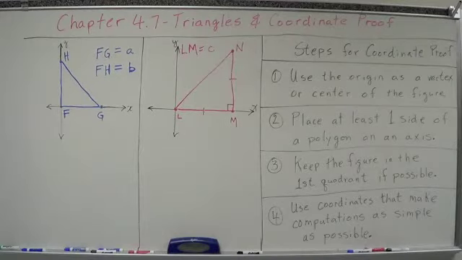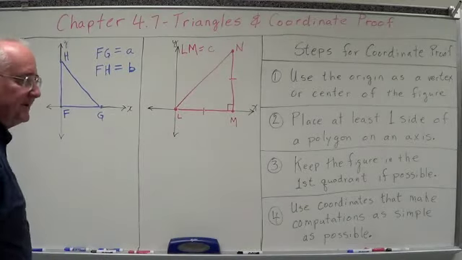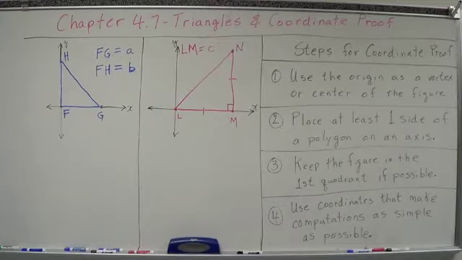Okay, the last section in chapter 4 is 4.7, triangles and coordinate proof, as we listened to a little bit of, I think it's Neil Diamond.